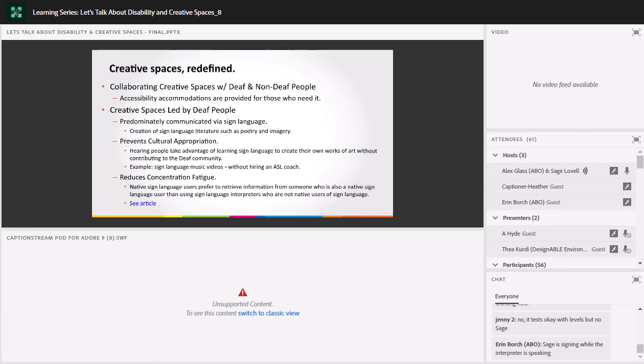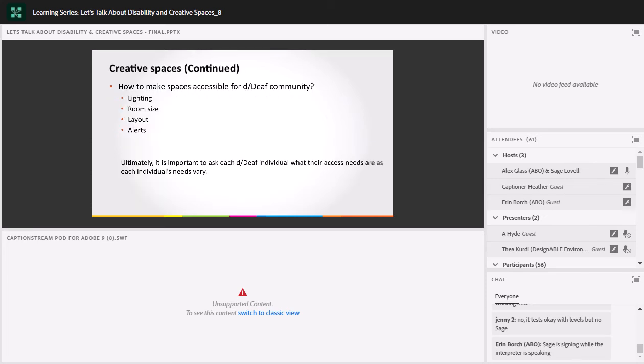Also, in a space that's led by deaf people, it reduces concentration fatigue. When you have deaf people in a space together, language flows incredibly smoothly. It's direct back and forth and conversations happen in a very dynamic way. When you have to bring in interpreters and other people who are not deaf, communication can be stilted and it takes longer just because not everyone in the room is fluent. So by having fluent signers all together in a room, that concentration fatigue doesn't happen quite as quickly.